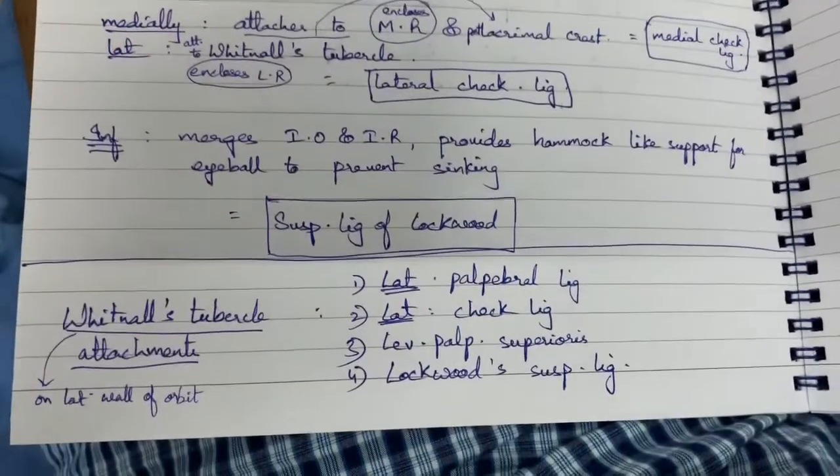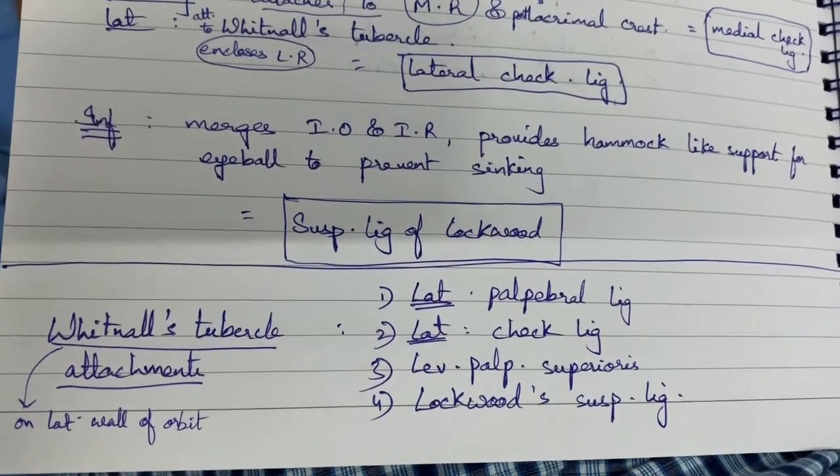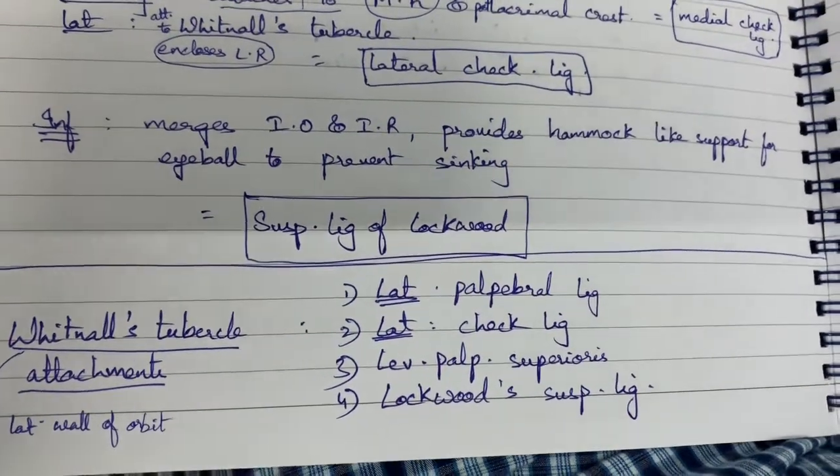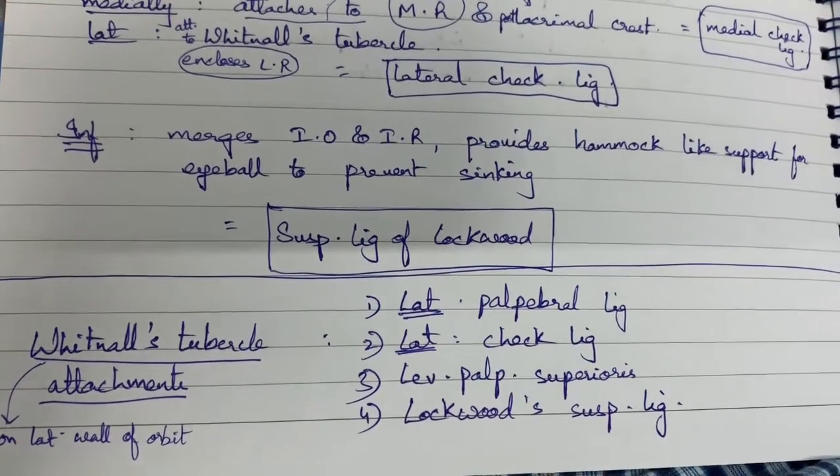So coming to structures attaching to Whitnall's tubercle, we have 4 structures. All of them start with L. Whitnall, all are L. So lateral palpebral ligament, lateral check ligament, levator palpebrae superioris, and Lockwood suspensory ligament.